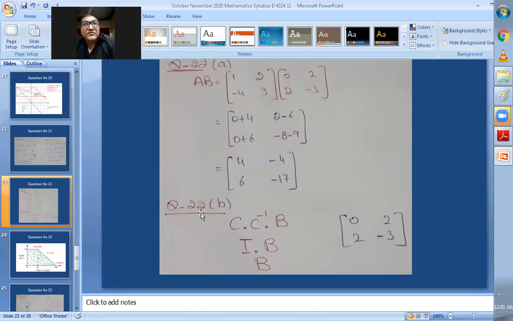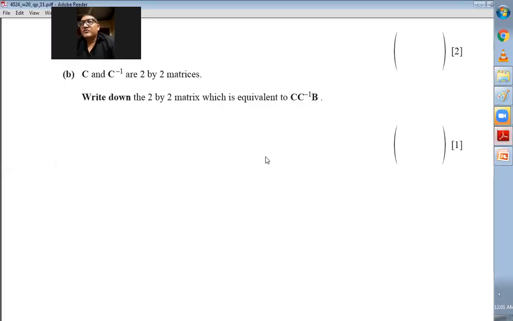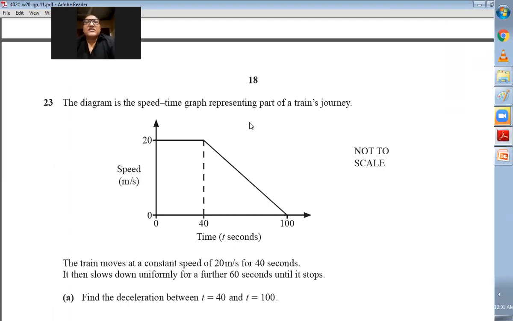This is a conceptual thing: C multiplied with C inverse gives you the identity matrix. We represent it with I, and if the identity matrix is multiplied with any matrix, the answer is still the same matrix. So when I multiply it with B, the answer will be B. So don't forget this. Okay, so let's move to the next part. That was question number 22.